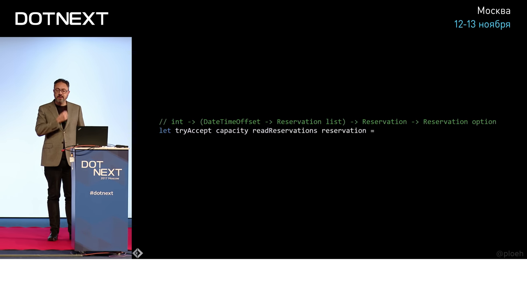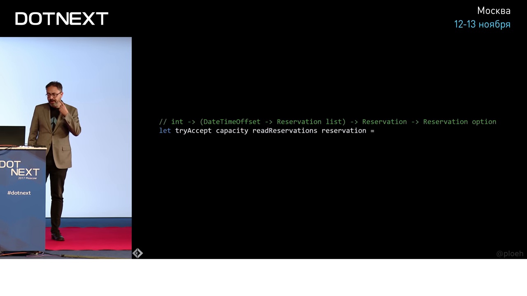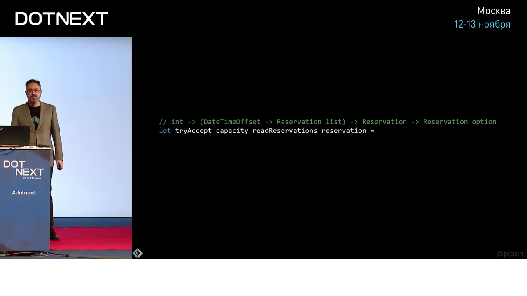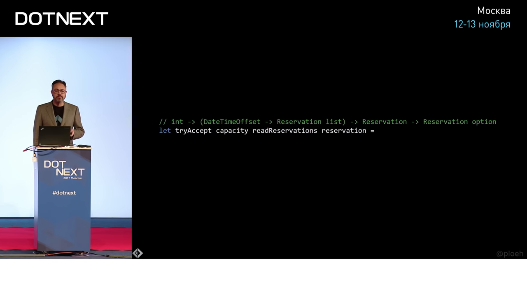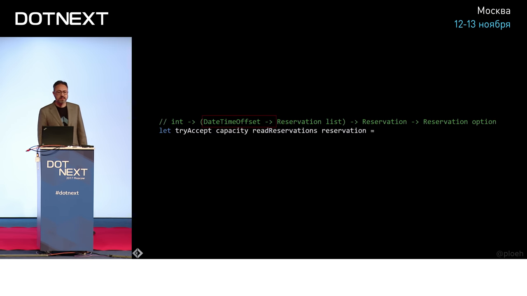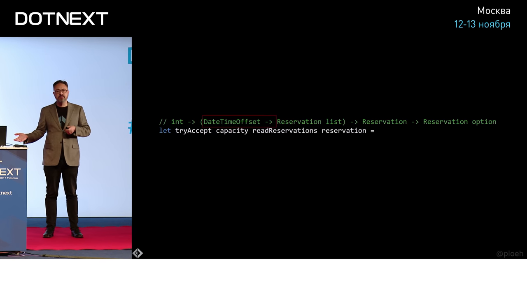So we'll go back to the version of try-except where we left it off before, and the place where we have indirect input is in this read reservations function there. Basically, the reason why it's a function at the moment is because it takes datetime offset as an input value. And I say, well, I don't want this to be a function, I just care about the return value. That's the only thing I want.